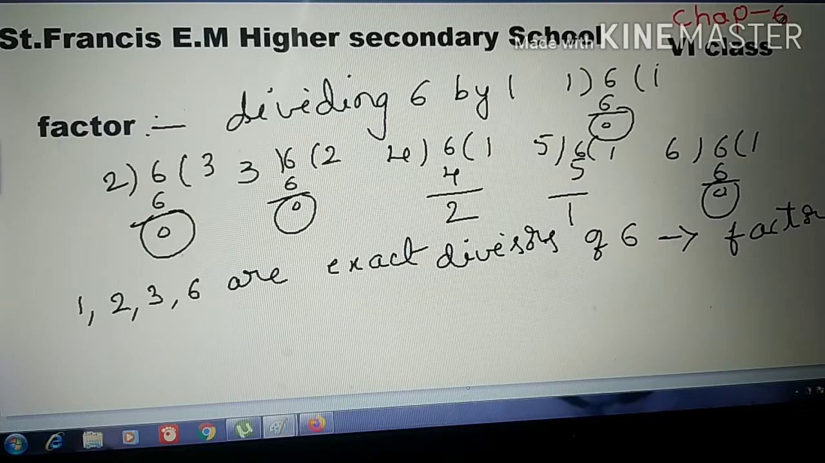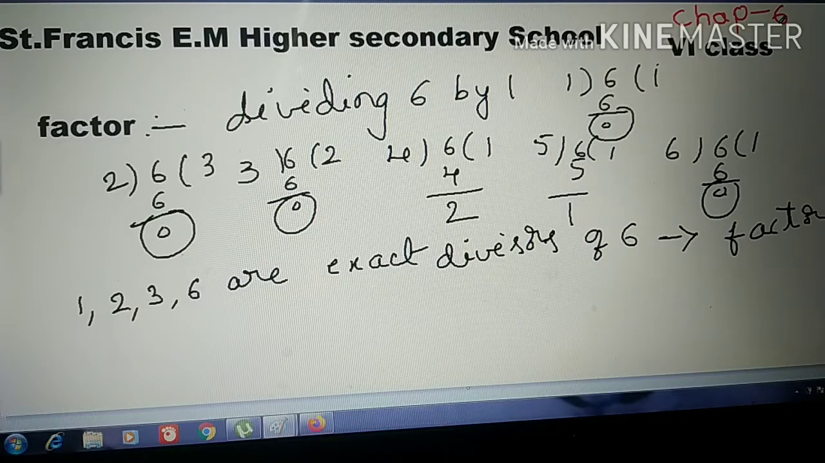Today in this class, we are going to learn about factors, multiples, divisibility, that is the tests of divisibility, and about factorization, prime factorization and HCF. So now we will quickly move on to this topic, factor.